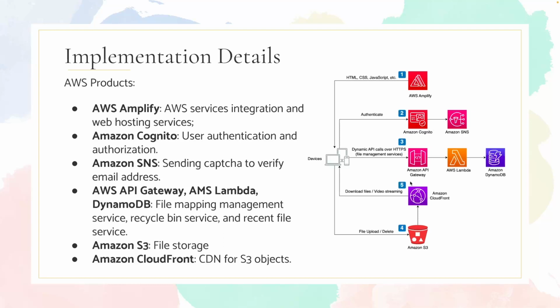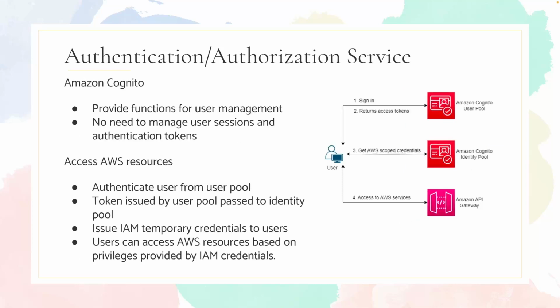Next we have Amazon API Gateway. API Gateway, Lambda, and DynamoDB are used together to provide services like file management service, recycle service, and recent file service. Then we have Amazon S3. S3 provides the underlying file storage infrastructure. And CloudFront is a content delivery network, or CDN, to speed up users' access to their files in the Amazon S3 bucket.